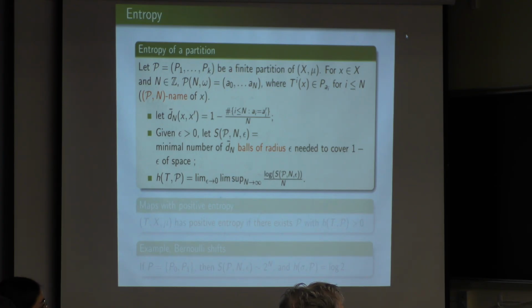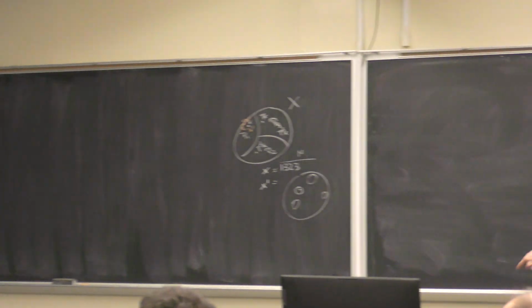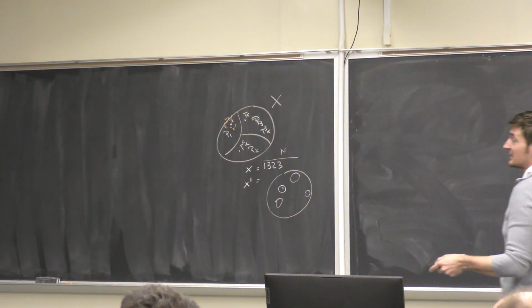So, even though points will start very close, maybe that's another way of seeing entropy. I will take points that are e^(-δn) close, x and x prime, and still their codes are going to be significantly different. Okay, and we say that T has positive entropy if there exists a partition with this property.